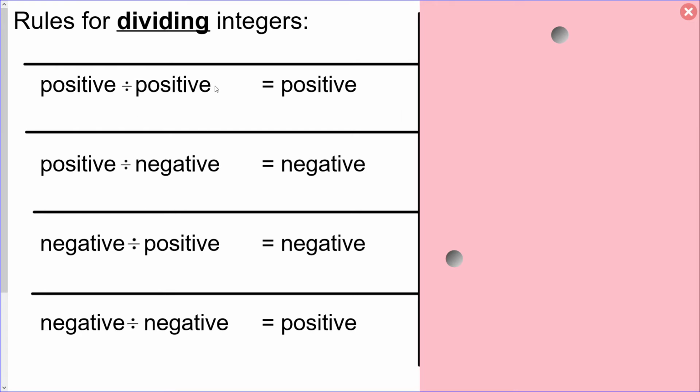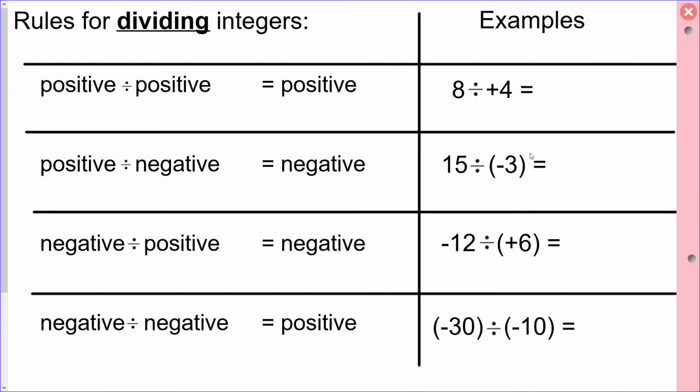So positive divided by a positive equals a positive. Positive divided by negative equals negative. Negative divided by positive equals a negative as well. And negative divided by a negative will get your answer as positive. Once again, or the other way I explained it last time, is that if both your signs are the same, you end up with a positive answer. If your two signs are not the same, so you have a positive and a negative in whatever order, you end up with a negative answer. Whichever way works best for you to remember that is fine with me.